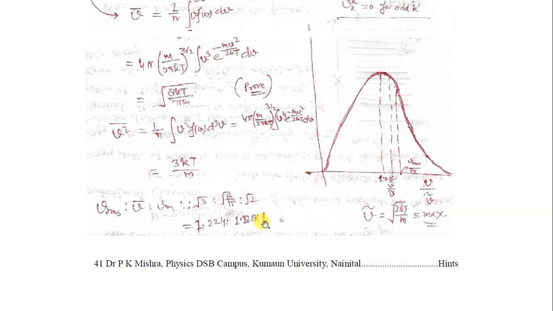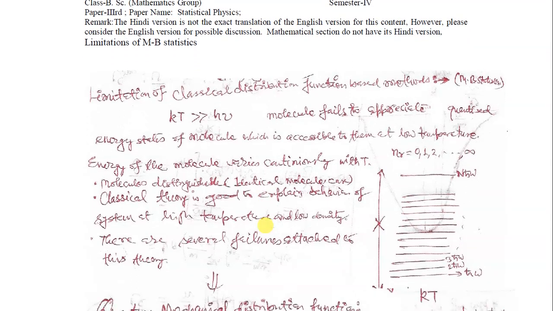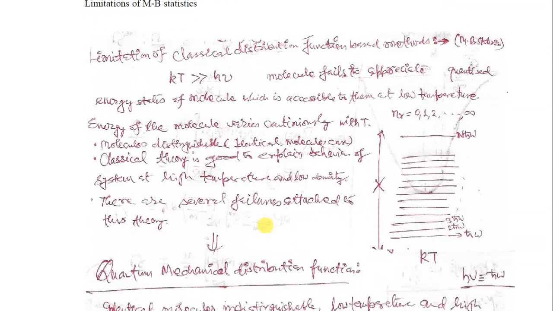So this was the case of speed distribution, most probable speed, average speed, and root mean square speed of the molecule at temperature T. So this was the application of the Maxwell speed distribution function or Maxwell velocity distribution function.